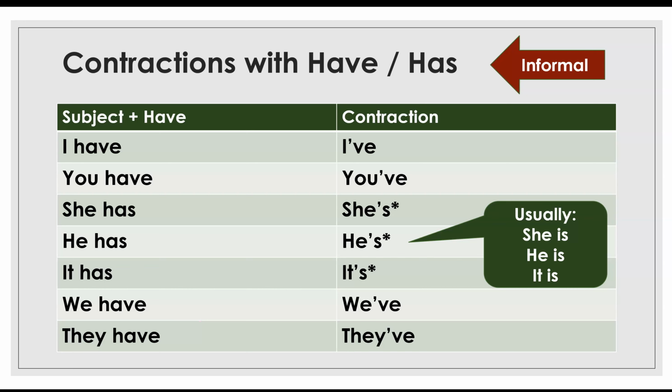Okay, and I'm going to remind you with the three contractions, she's, he's, and it's. They are usually, or the normal time, is with the verb is. She is, he is, it is. Okay, so be very careful when you use contractions with have and has.